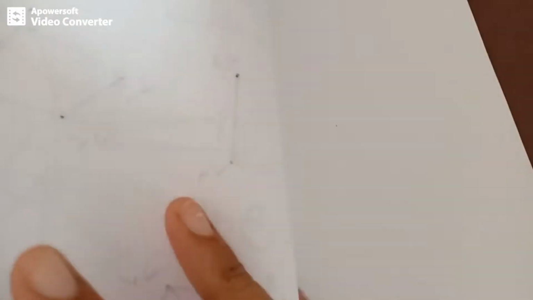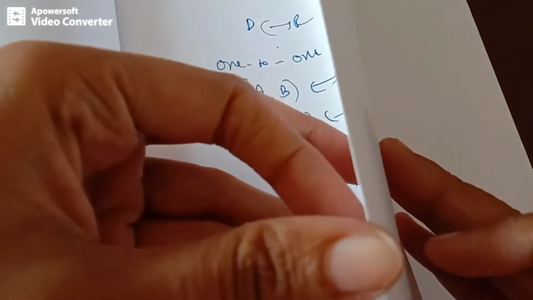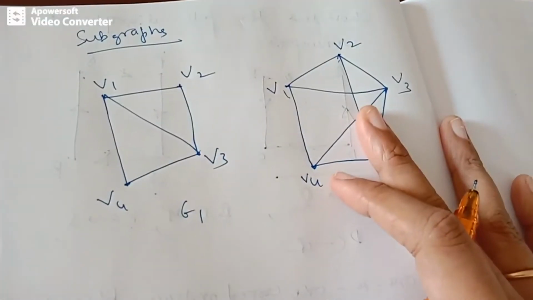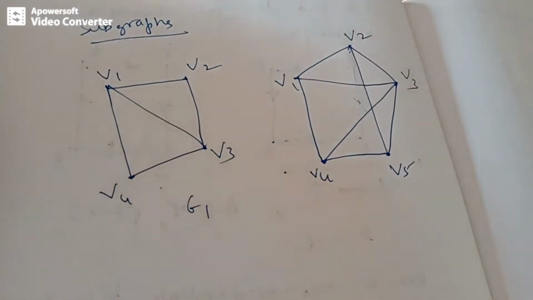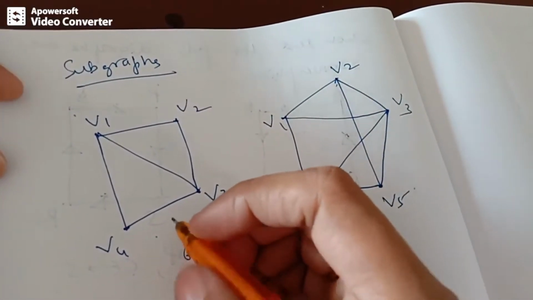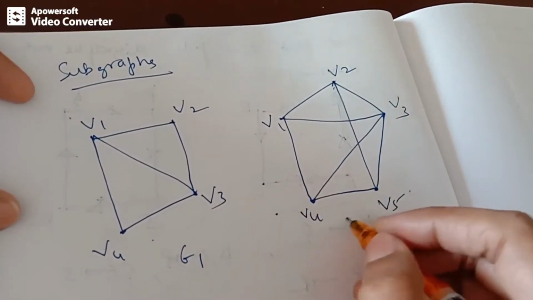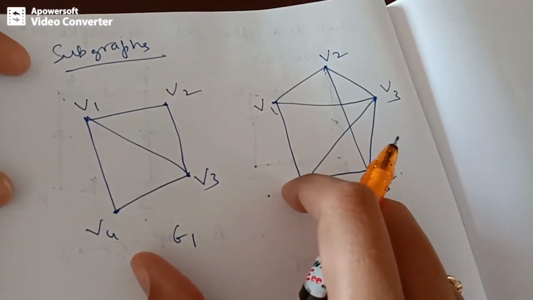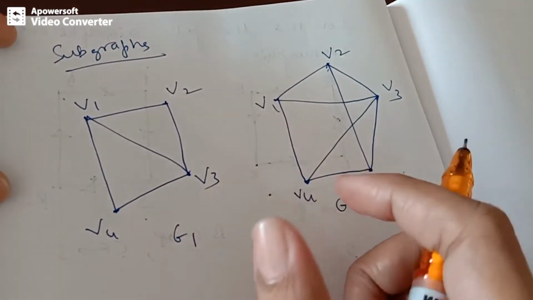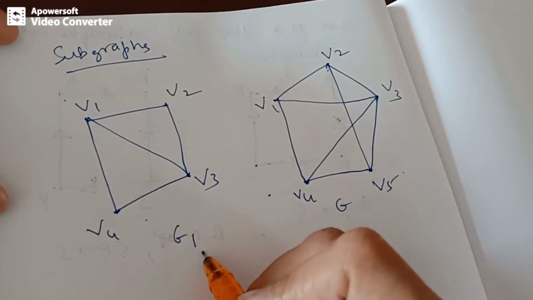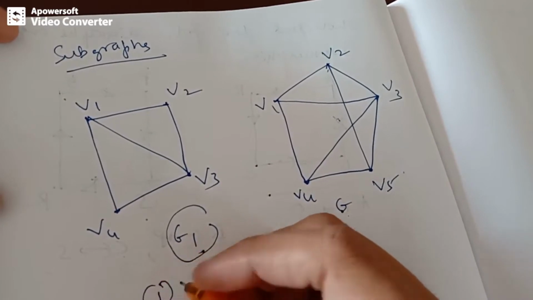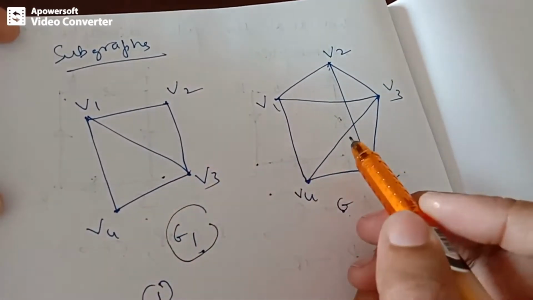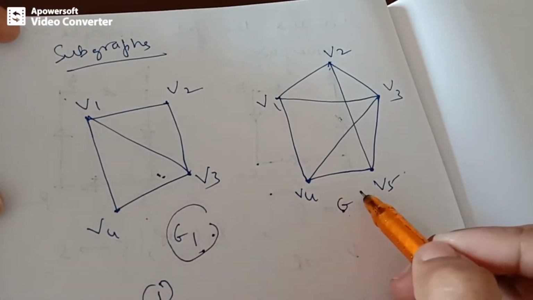Okay, so let's see the next concept, that is regarding subgraph. We'll see the concept of subgraph. First of all, let's see the definition of a subgraph. What actually is a subgraph? We can have two graphs G and G1, and we can say that G1 is a subgraph of G if two conditions are satisfied, that is all the vertices and all the edges of G1 must be there in G.